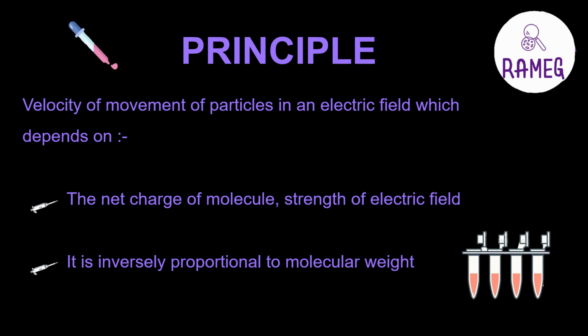Say if it is positively charged, usually the molecules move from the anode to the cathode. If the particle is positively charged, the rate of migration would be faster. However, a heavier particle moves slower compared to a lighter particle. So the principle is based on these factors.